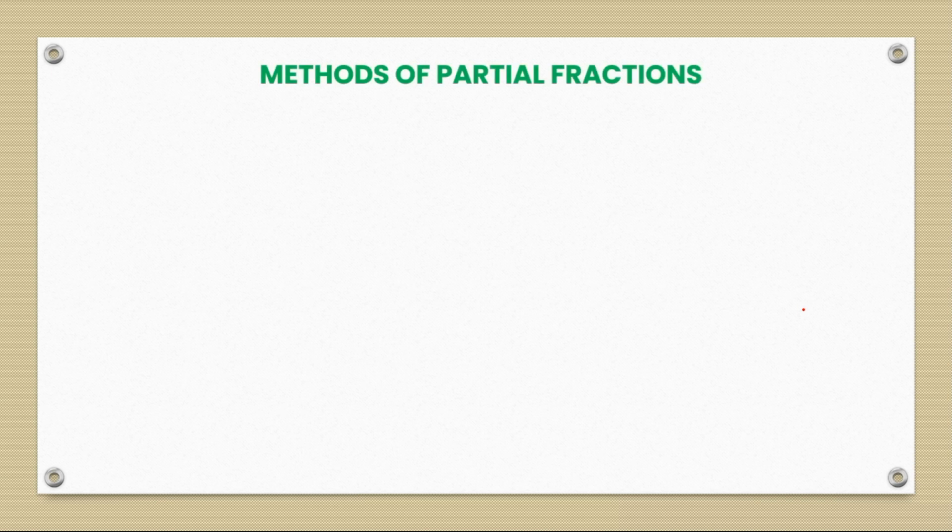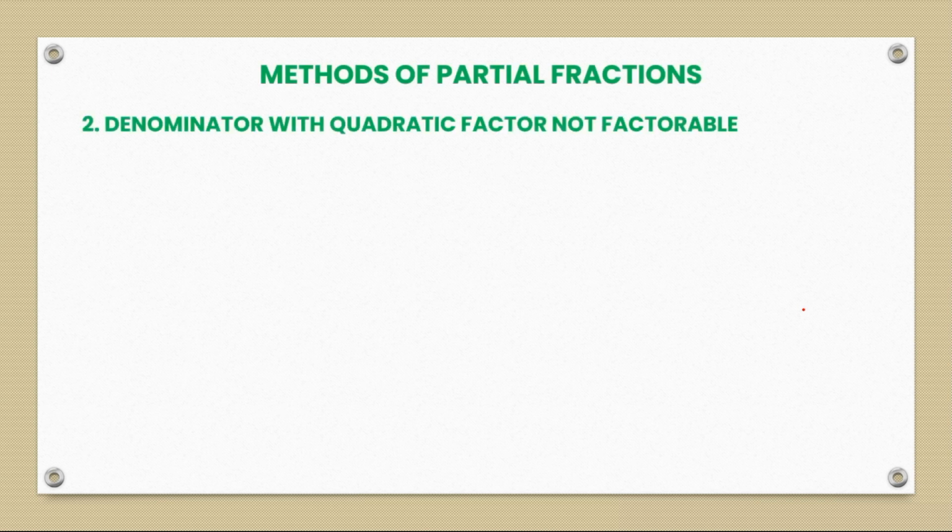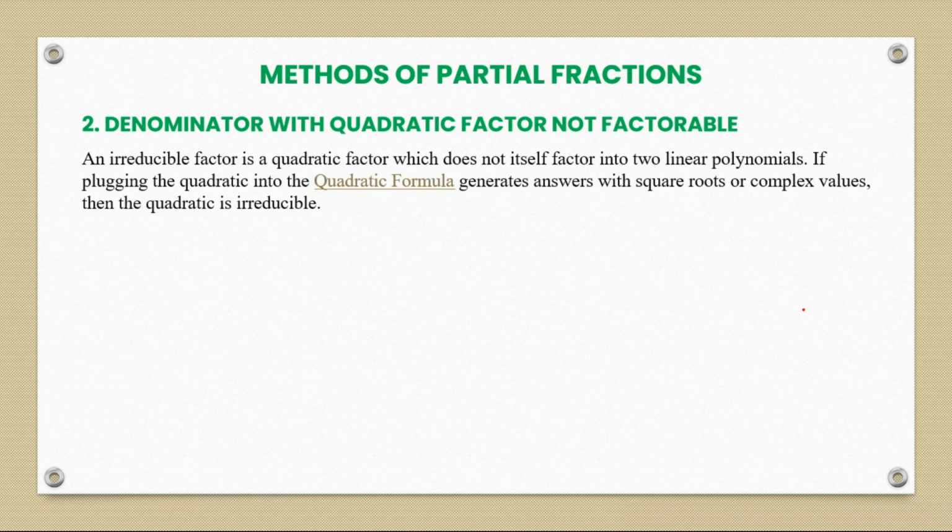Alright, so now we continue with methods of partial fractions. Now when we go to method number 2, it's going to be those that have a denominator with a quadratic factor that is not factorable. We've been dealing before with those that have linear factors, but now let's look at what quadratic factors are. A quadratic factor, or an irreducible factor, is a quadratic factor actually. Now we're looking at those that are irreducible.